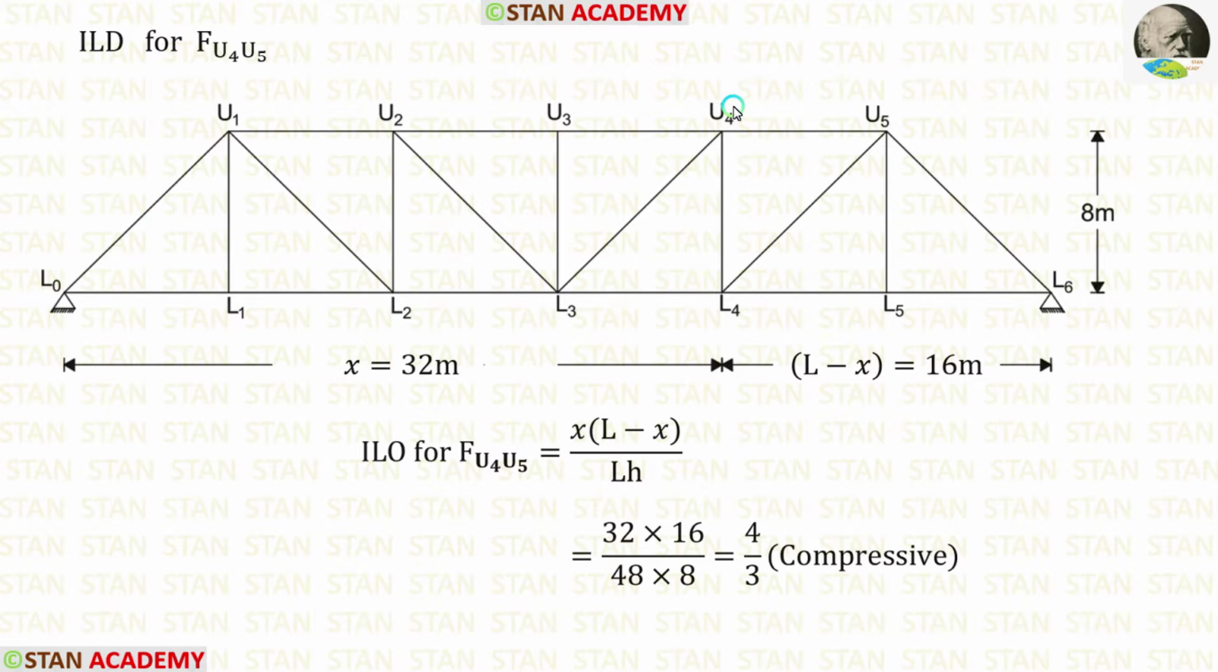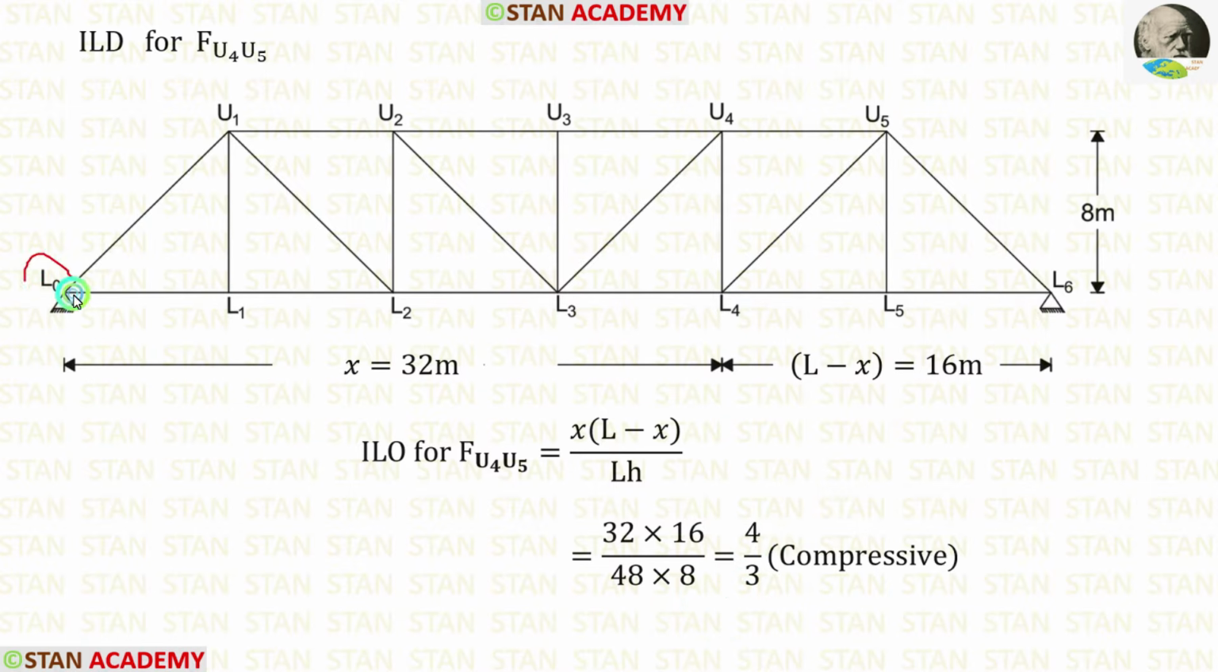Now let us make the ILD for force in the U4, U5. Here also we have to see where U4 and U5 are meeting. U4 and U5 are meeting in the point L4. So we have to make the ordinate in the point L4. On the left of L4 we are having 32 meter. On the right of L4 we are having 16 meter. We can apply in the formula. Here also we are getting 4 by 3.